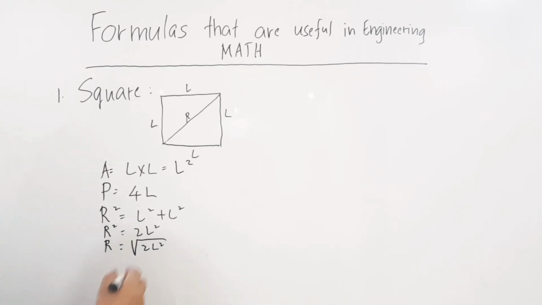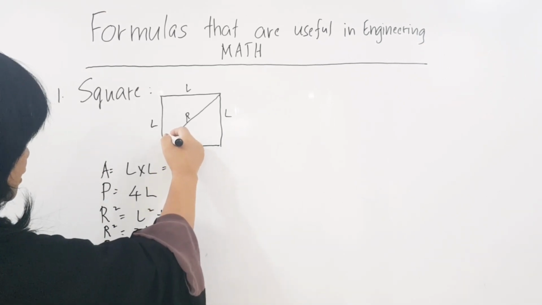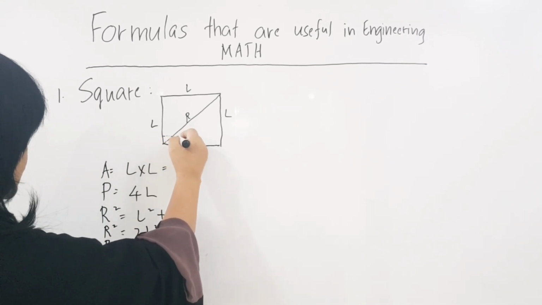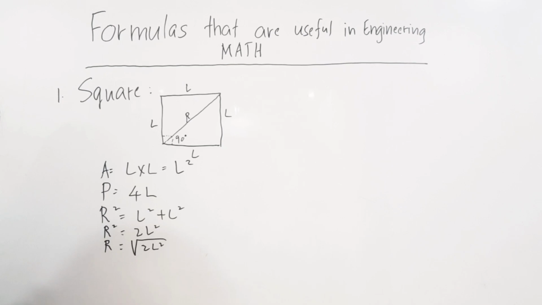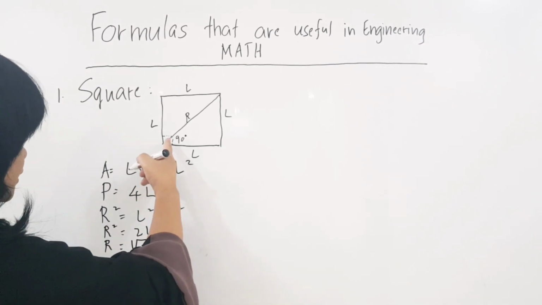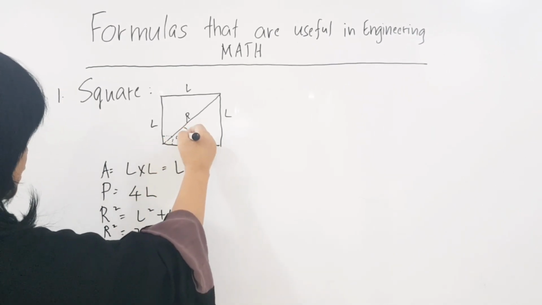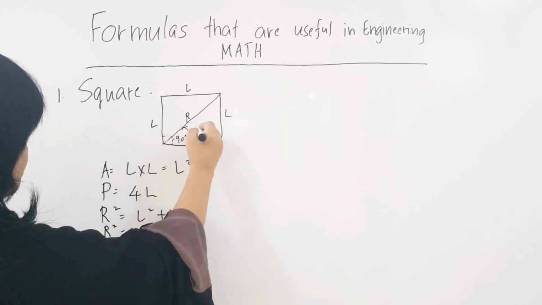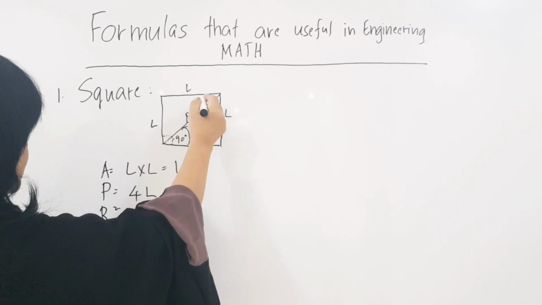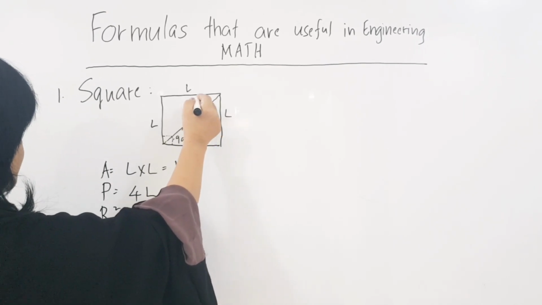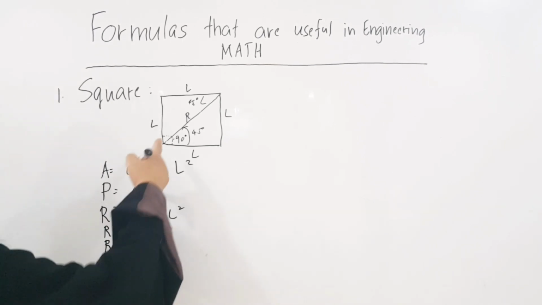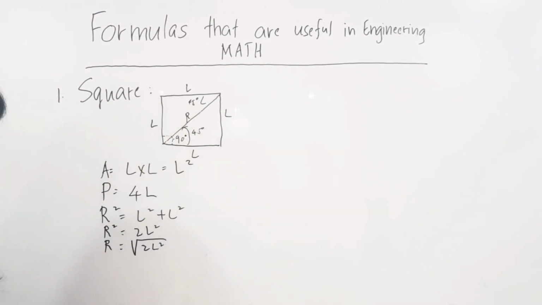Or we can solve it if we know this angle. We know that this is 90 degrees. Therefore, if this is 90 degrees, this must be 45, and the other one is 45. So 45 plus 45 plus 90 is equal to 180 degrees.